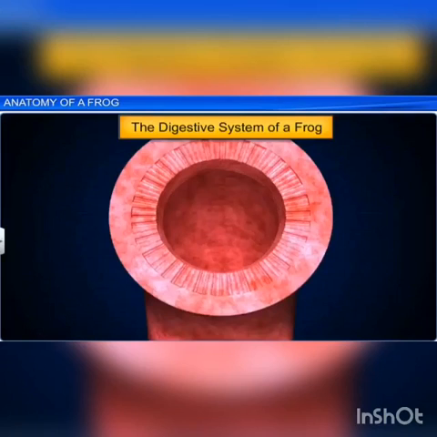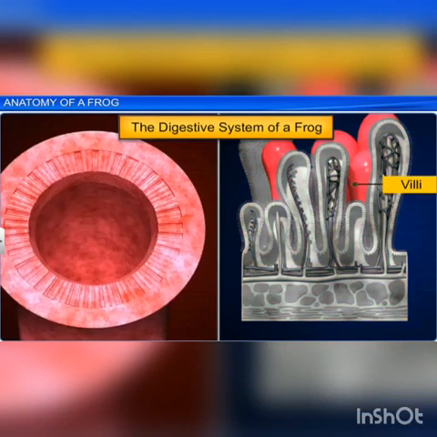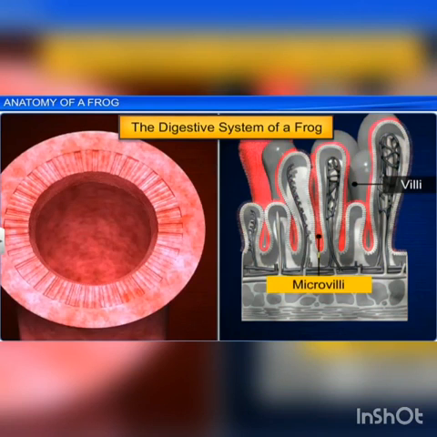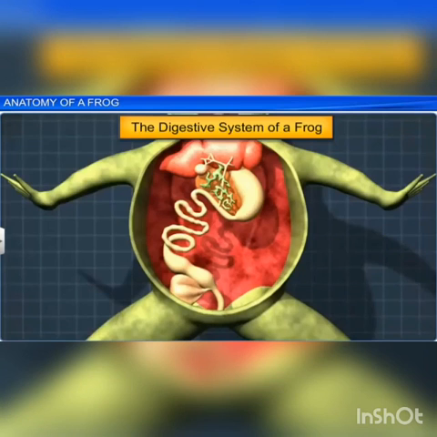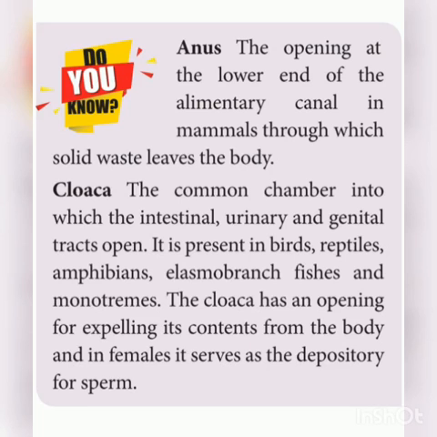This digested food is absorbed by the numerous finger-like folds in the inner walls of the intestine called villi and microvilli. The undigested solid waste moves into the rectum and passes out through the cloaca. In this you have to know the difference between the anus and the cloaca. In the digestive system of humans, the alimentary canal starts from the mouth and ends in the anus, whereas in frog it starts from the mouth and ends in the cloacal aperture.